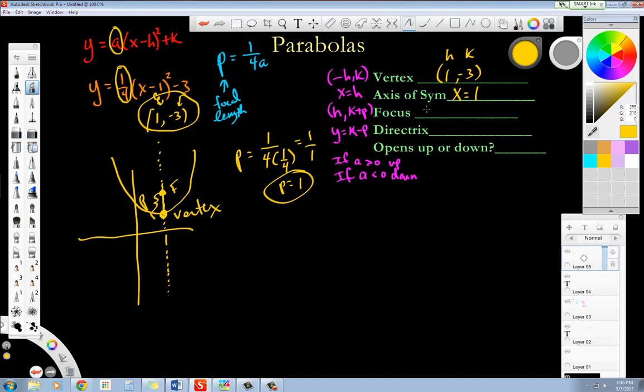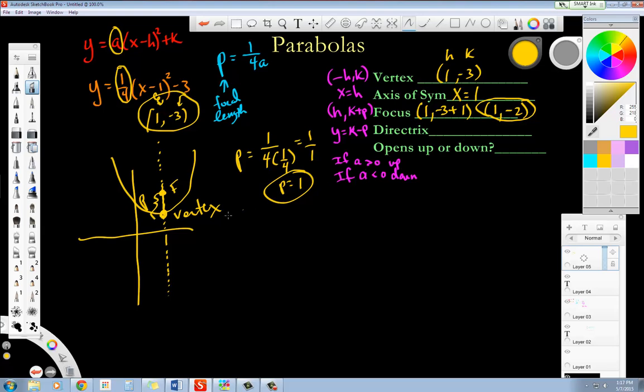The actual focus point would be (h, k plus p). So h is 1, comma, k is -3, plus p, which is 1. Now, you don't want to leave an answer like that, so we come over here and we say, okay, that would simplify to (1, -2). And then we'd put a circle around that, because if you were doing a test, that is your final answer. That's the one you want your teacher to grade.